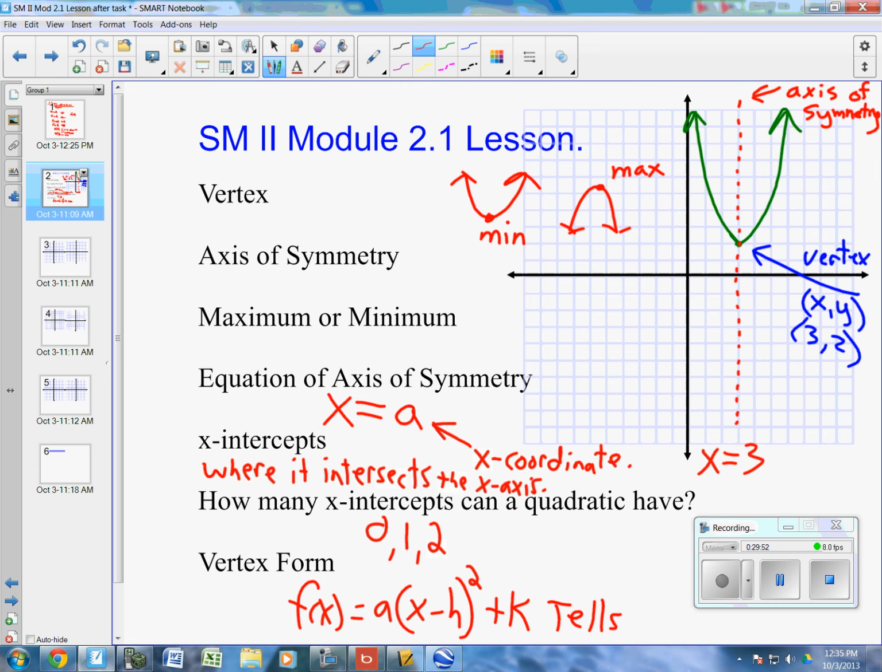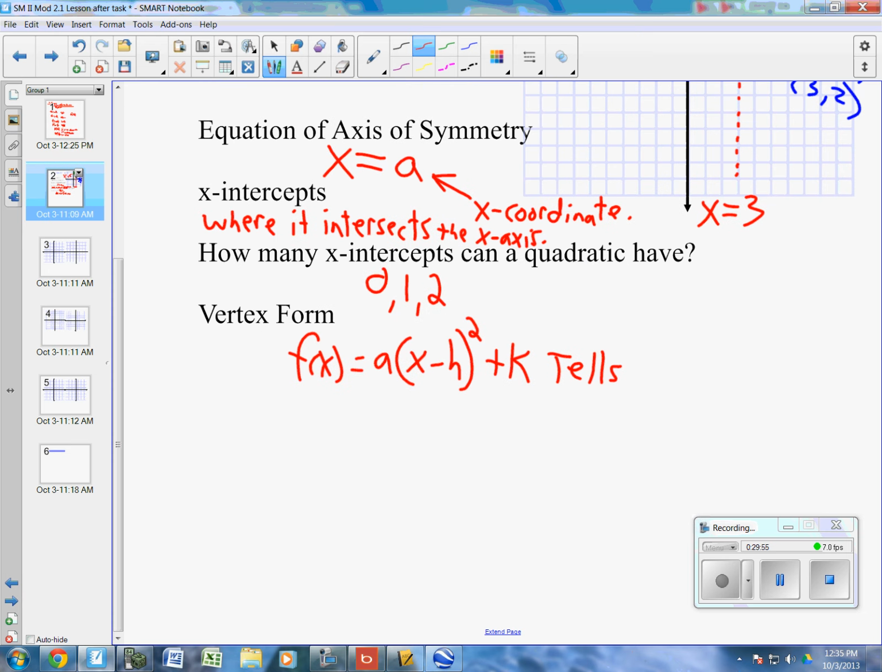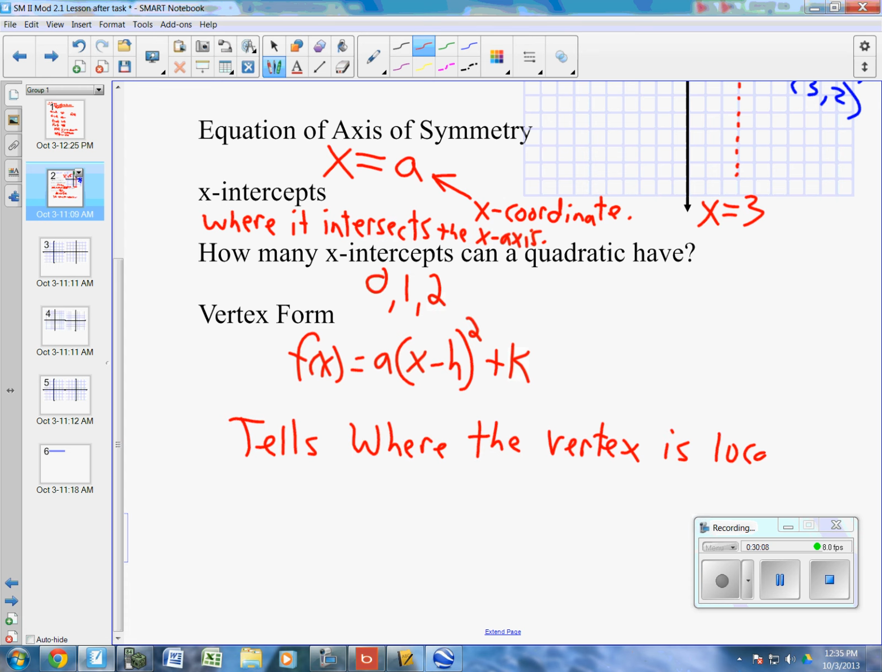I'm going to move this up for you guys. Does that help? Tells where the vertex is located. Okay, that's what it gives us. So how many x-intercepts can a quadratic have one more time, you guys? At most 2, at least 0, and it can have 1, right? Okay, we're gonna do a couple examples right here. Are we ready?